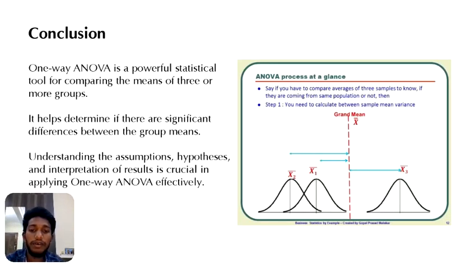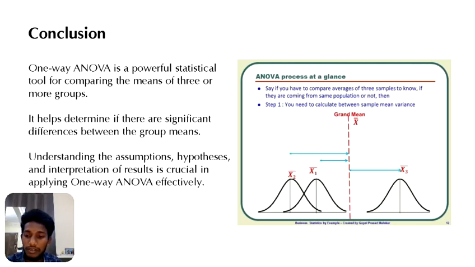Conclusion. One-way ANOVA is a powerful statistical tool for comparing the means of three or more groups. It helps determine if there are significant differences between the group means. One-way ANOVA is a valuable statistical method used to compare means among three or more groups simultaneously. When its assumptions are met and careful consideration is given to its limitations, it can provide valuable insights into whether there are statistically significant differences among the group means.